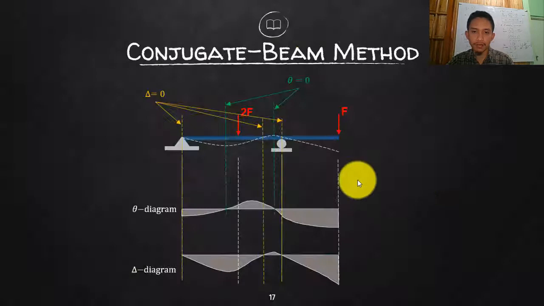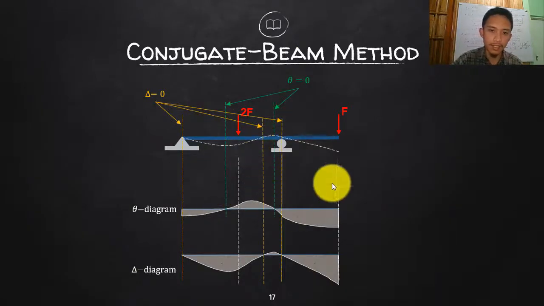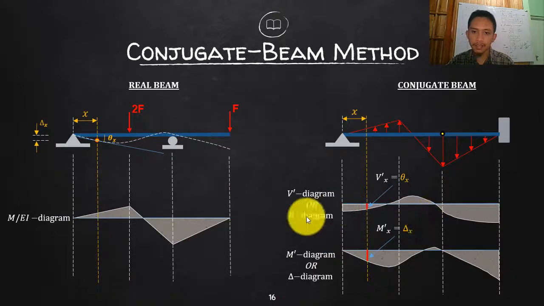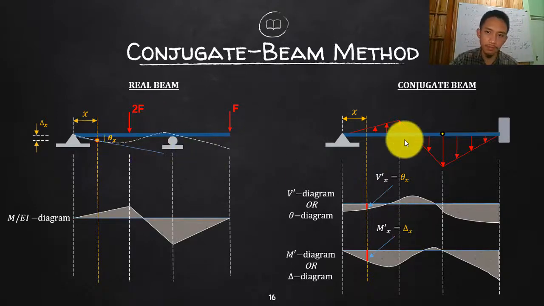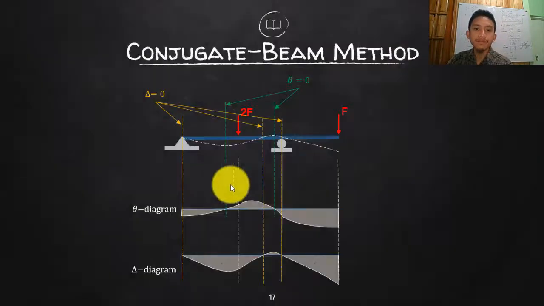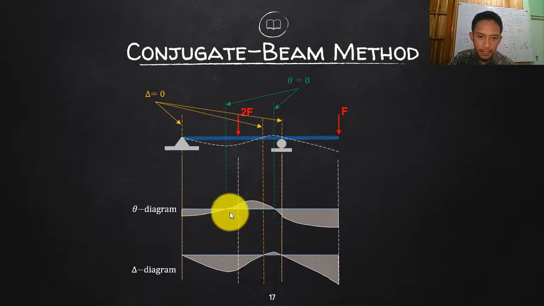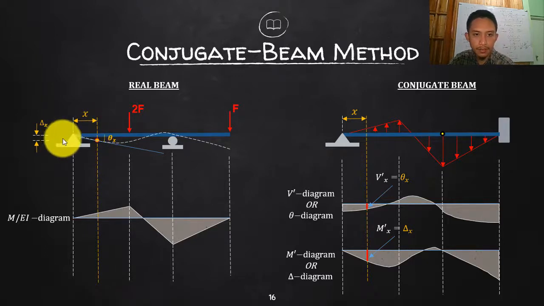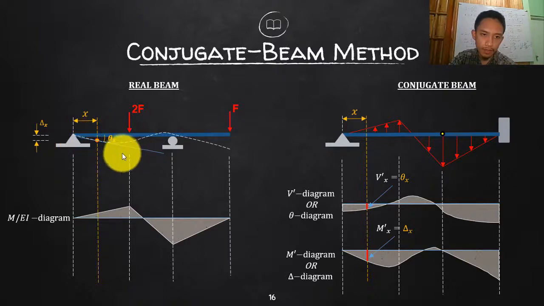Okay, so let me show you this one. This is our last figure. Let me just copy this theta diagram and delta diagram under your real beam. So I will transfer this to your actual beam, not the fictitious one. As you can see, since we are talking about theta, what is theta again? That is the slope from the original beam, if that is originally horizontal, so the slope of the tangent from the horizontal.